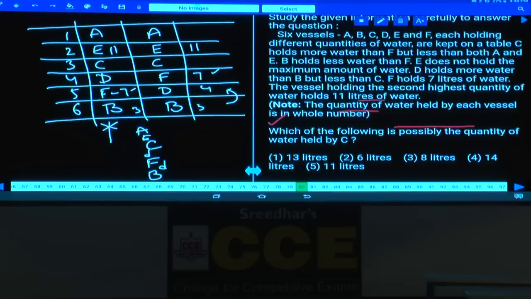1. Then question number 80, which of the following is possibly the quantity of water held by C? Now whatever this C here, F is 7 and E is 11. Now this C is in between 7 and 11. Here also it is in between 7 and 11. As it is between 7 and 11, what is the answer here? The possibility could be 8 liters. Clear now? That is choice 3.